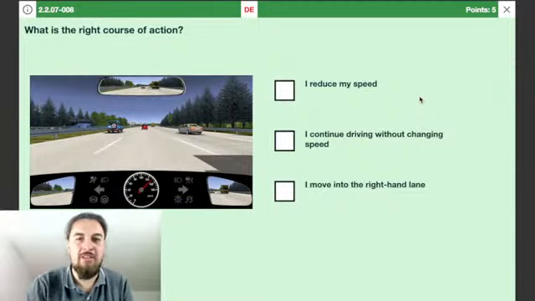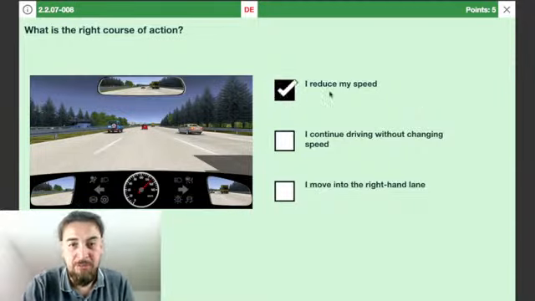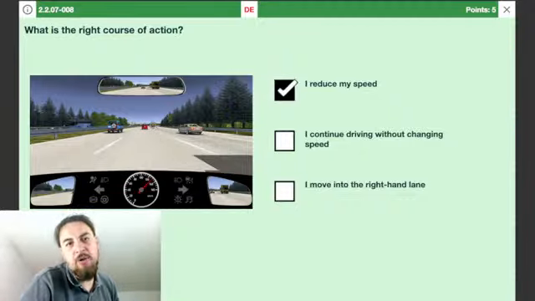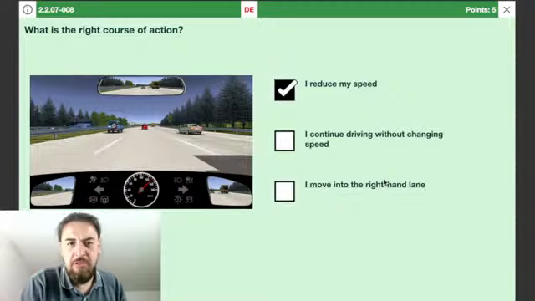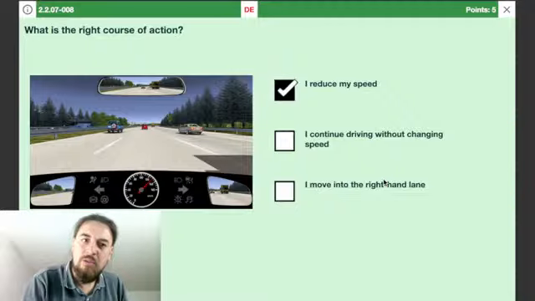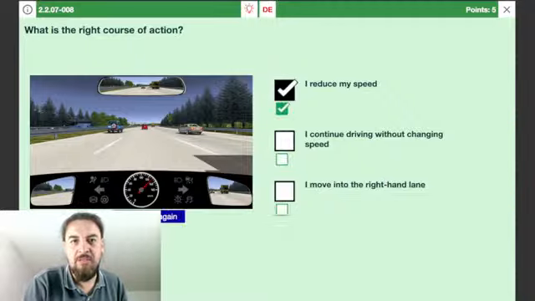And that's why the correct answer is I reduce my speed, and you don't continue driving without changing speed, and you don't move into the right-hand lane. No, you stay there. You could go to the right-hand lane, but it doesn't make sense because you were still overtaking the truck, and further ahead is another one. So you stay there and reduce the speed, in case this car will cross into your lane. That's why the first one is correct.